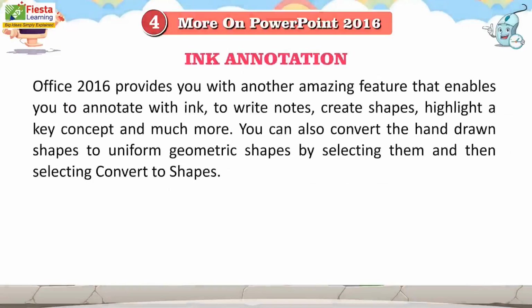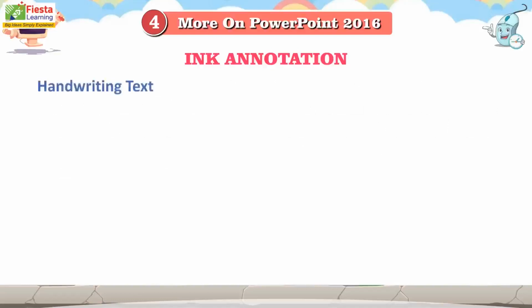Ink annotation. Office 2016 provides you with another amazing feature that enables you to annotate with ink, to write notes, create shapes, highlight a key concept, and much more. You can also convert the hand-drawn shapes to uniform geometric shapes by selecting them and then selecting Convert to Shapes.